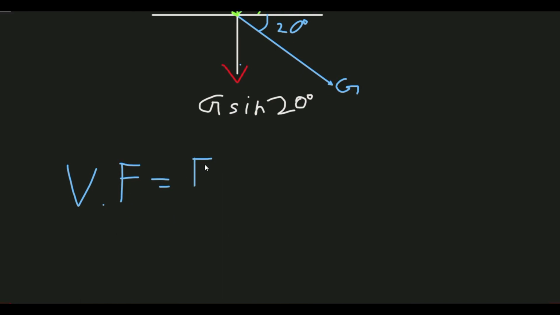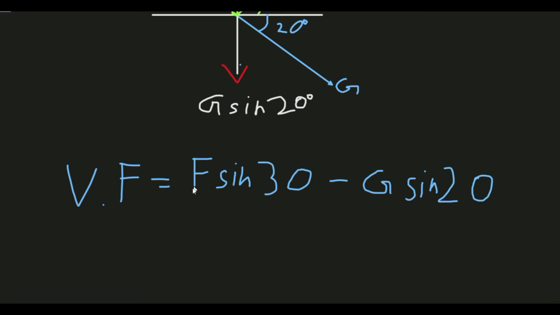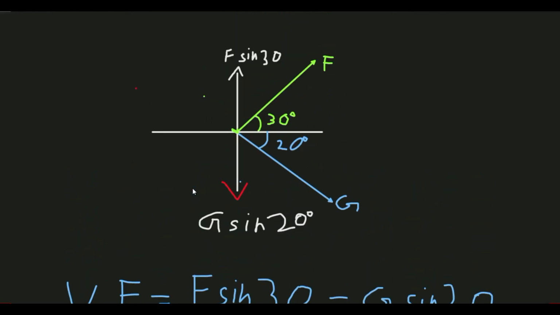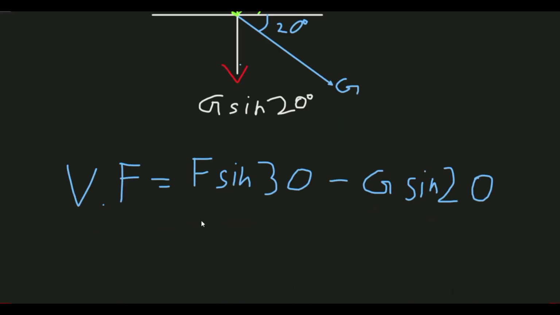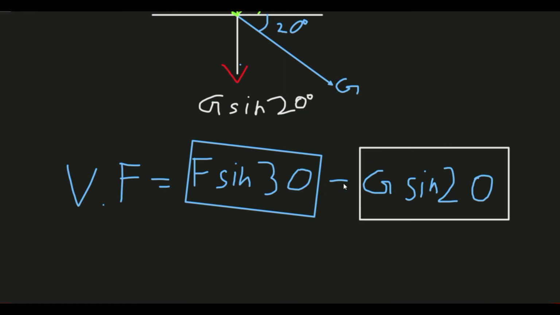So it should be F sine 30 minus G sine 20, as easy as that. So suppose in this scenario, for some reason, this one is a smaller value and this one is a larger value. So what do we get in those cases?